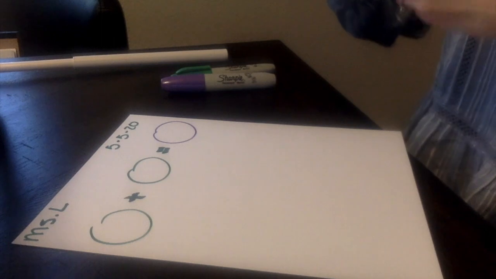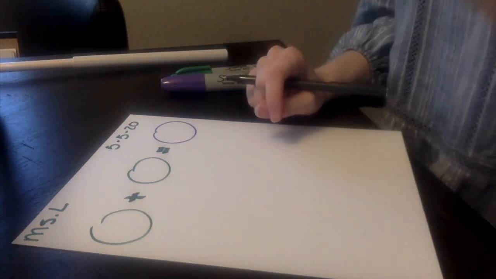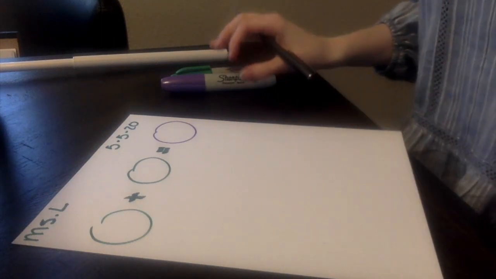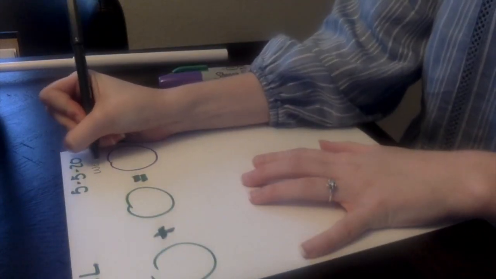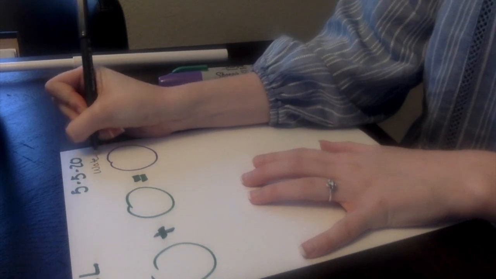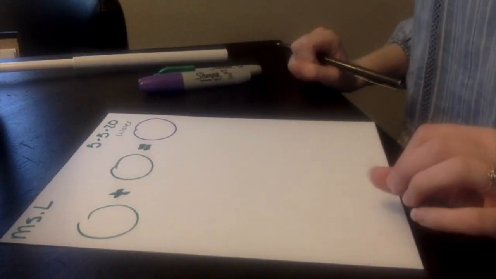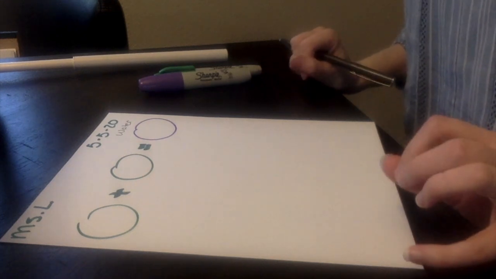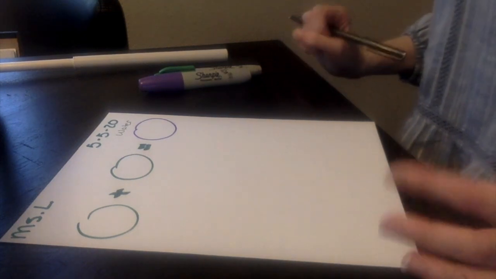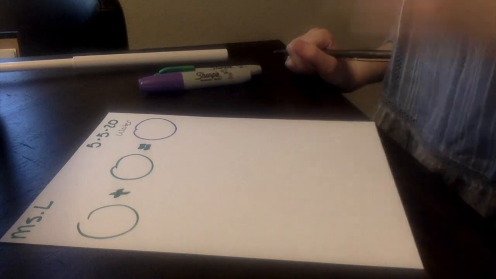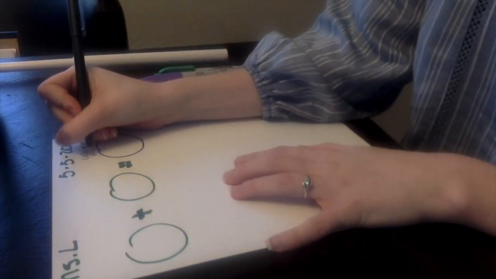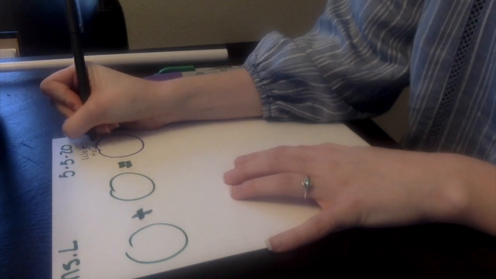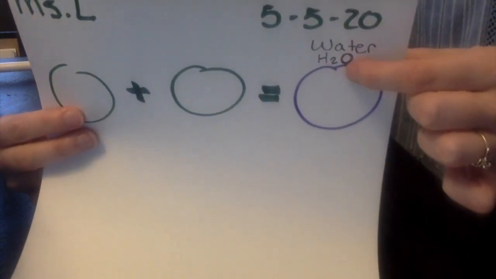So we're going to talk about 3 really common molecules. The first one is the molecule water. When we looked at our periodic table, we noticed that water's not on there. That's because water is made of 2 different elements that are on the periodic table. I'm going to give you the name for water.